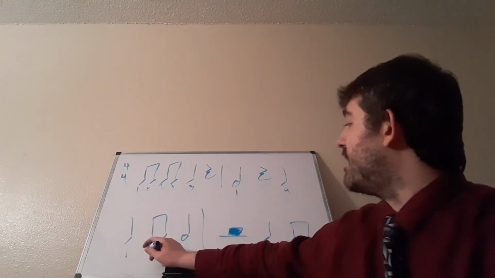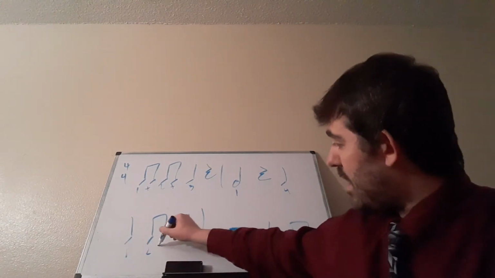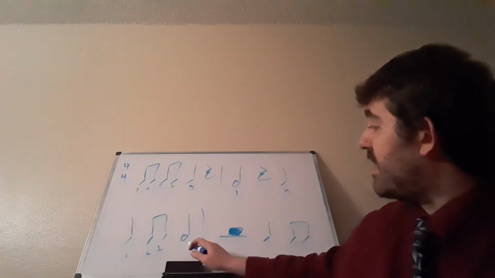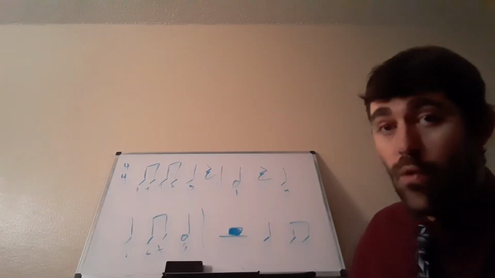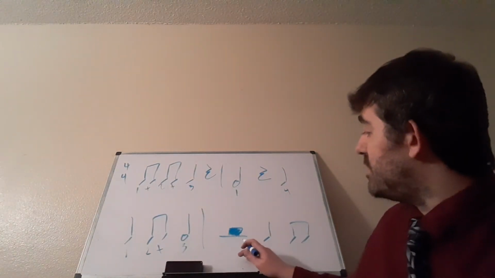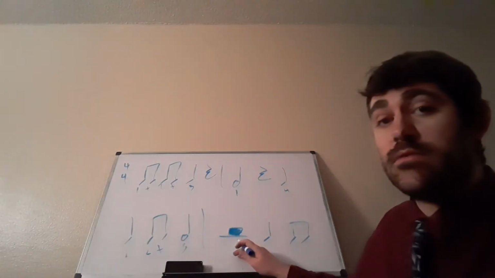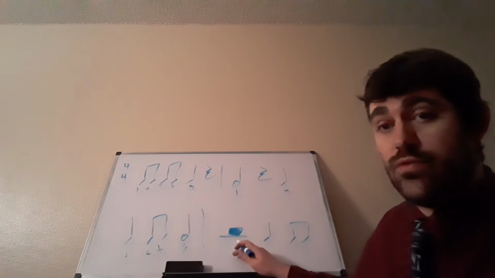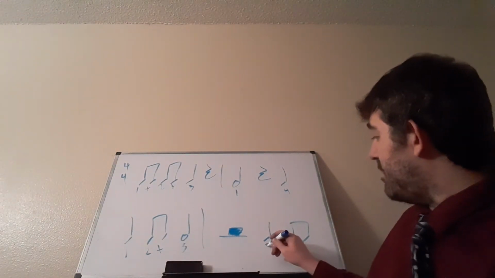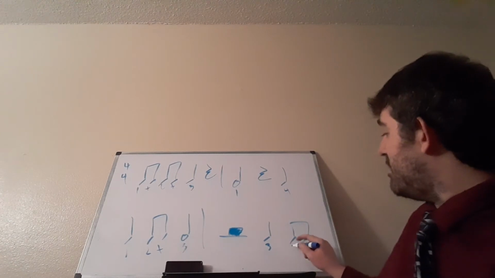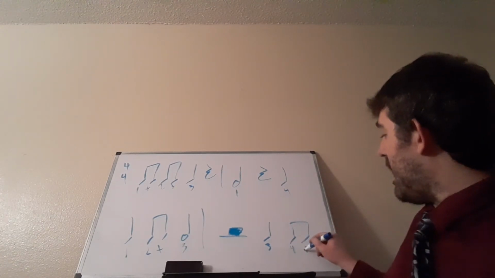Eighth notes, that's 2, and then we have a half note on beat 3, and it takes up beats 3 and 4. And then finally, measure 4, we have a half rest that takes up beats 1 and 2, meaning this quarter note right here is on beat 3, and then these eighth notes are 4 and.